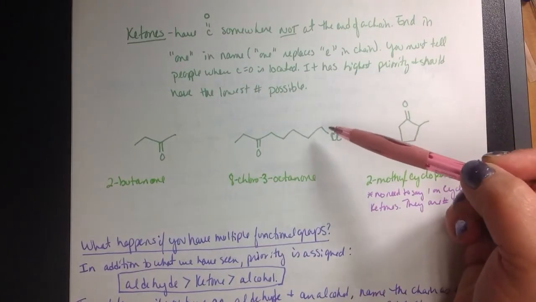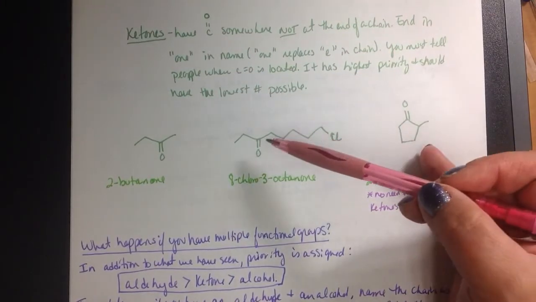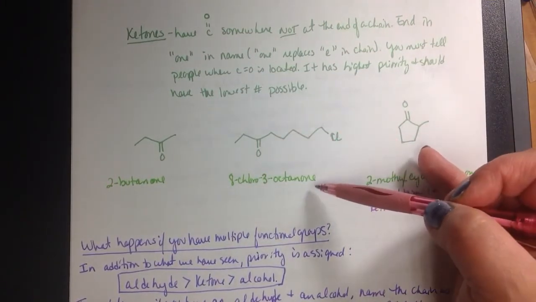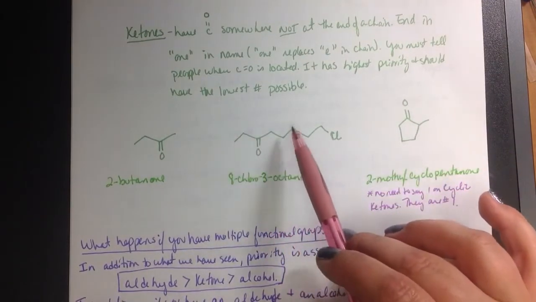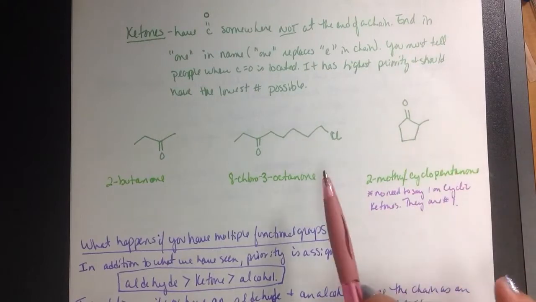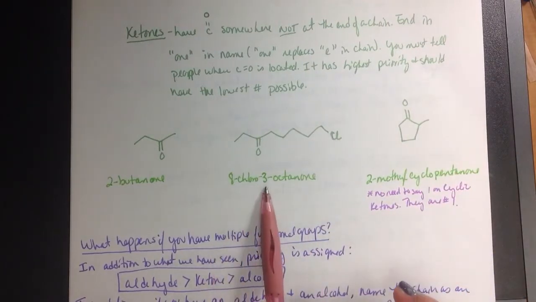Even if you have something way out here, he gets the priority because he gets the end of the name. So here we go, 1, 2, 3, 4, 5, 6, 7, 8. That becomes 8-chloro, 3-octanone.